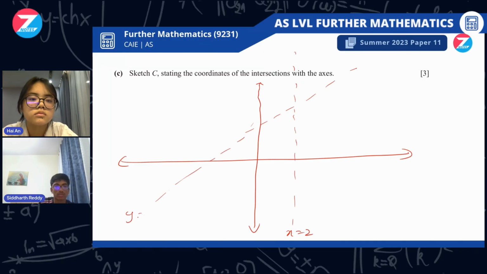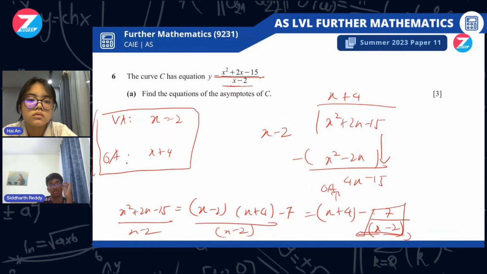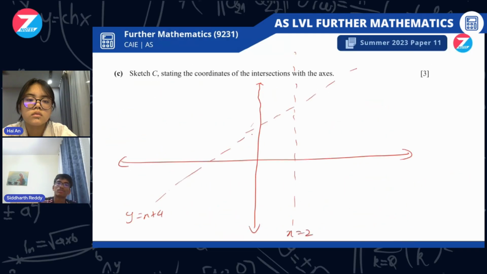So y is equal to x plus 4. Let's also just find the intersections. So x squared plus 2x minus 15 divided by x minus 2. Let's see, when x is equal to 0, let's find the y-intercept first. At x equal to 0, we have minus 15 by minus 2. So that's 15 by 2, 7.5. So somewhere over here.